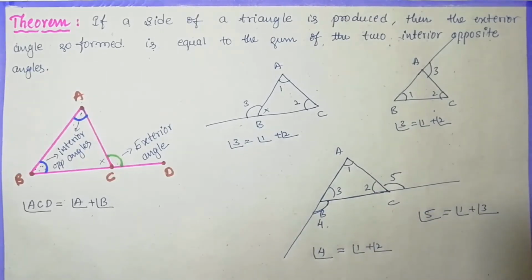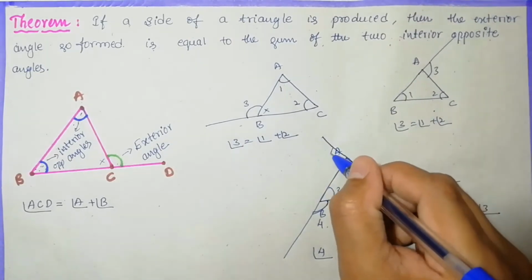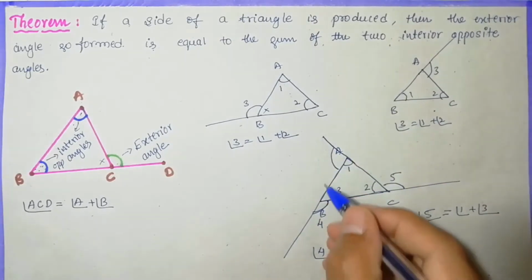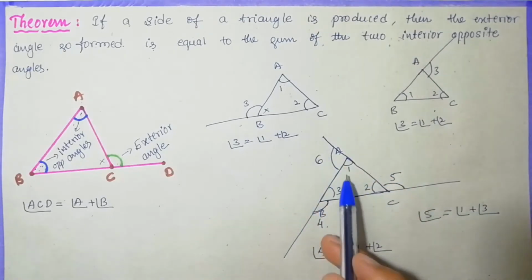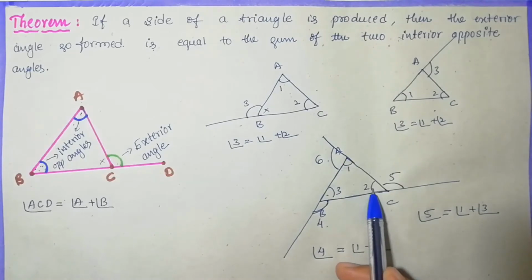In the same sense, you can also extend this side. If you extend, you will get this one. I'm going to write this as 6. Angle 6 is equal to what? Forget about this one. Angle 6 is equal to angle 3 plus angle 2, like this.